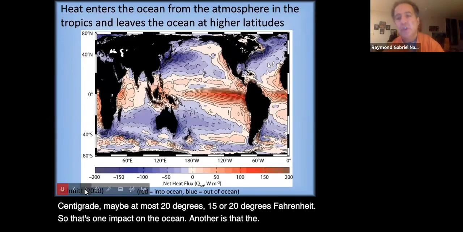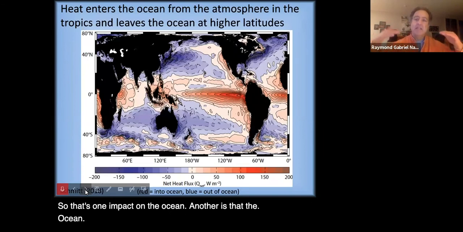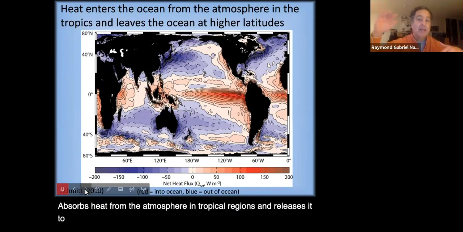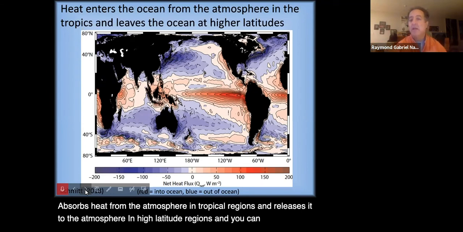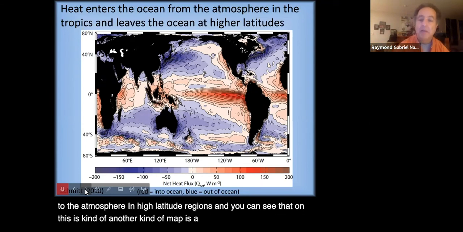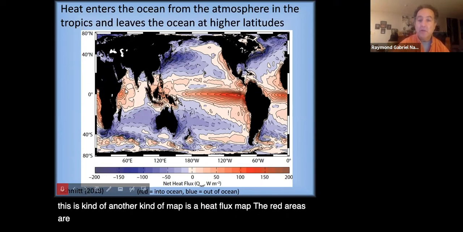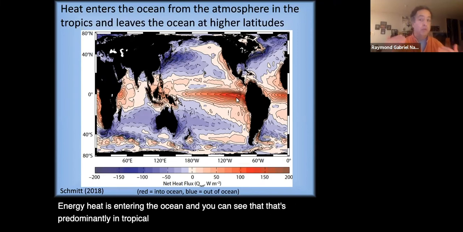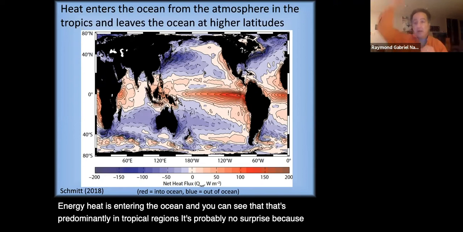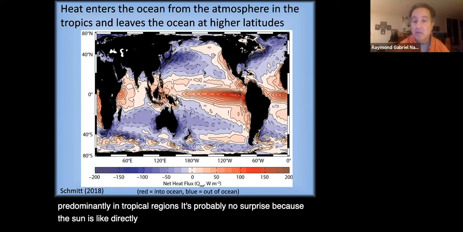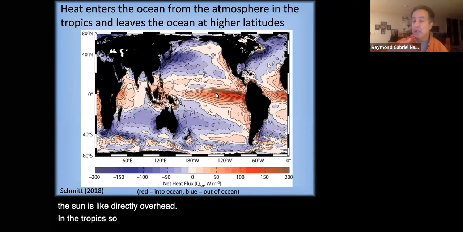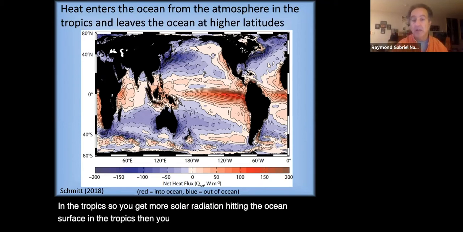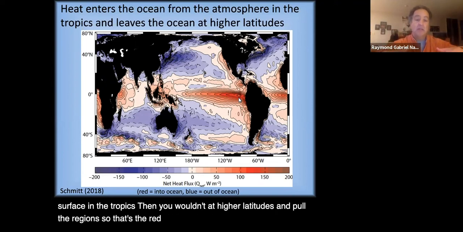Another is that the ocean absorbs heat from the atmosphere in tropical regions and releases it to the atmosphere in high latitude regions. And you can see that on this, which is another kind of map. This is a heat flux map. The red areas are where heat is entering the ocean. And you can see that that's predominantly in tropical regions. That's probably no surprise because the sun is directly overhead in the tropics. So you get more solar radiation hitting the ocean surface in the tropics than you would at higher latitudes in polar regions. So that's the red areas, heat coming into the ocean.